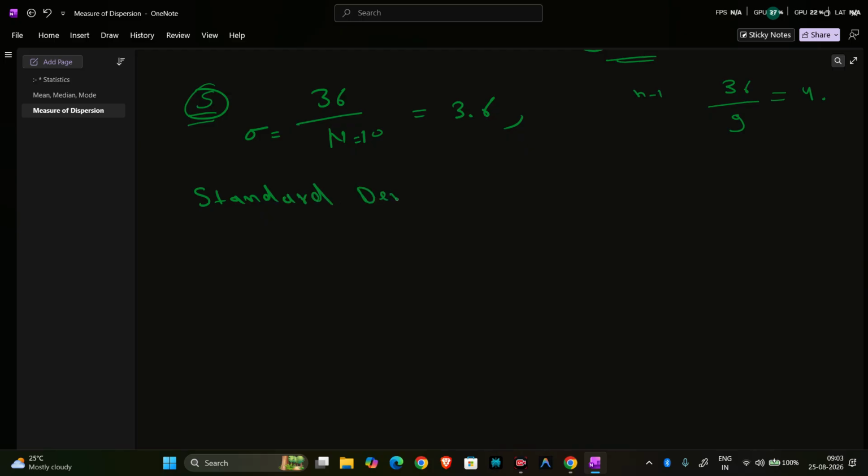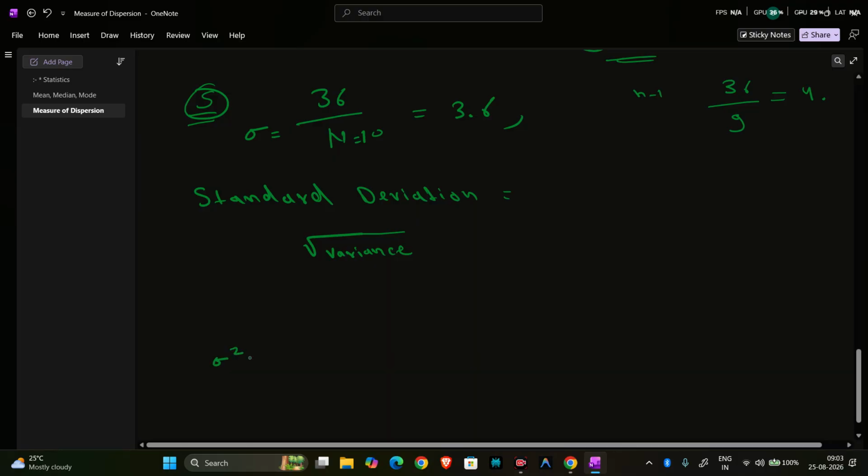Standard deviation. Okay, so standard deviation is the square root of the variance. And how did we calculate the variance?